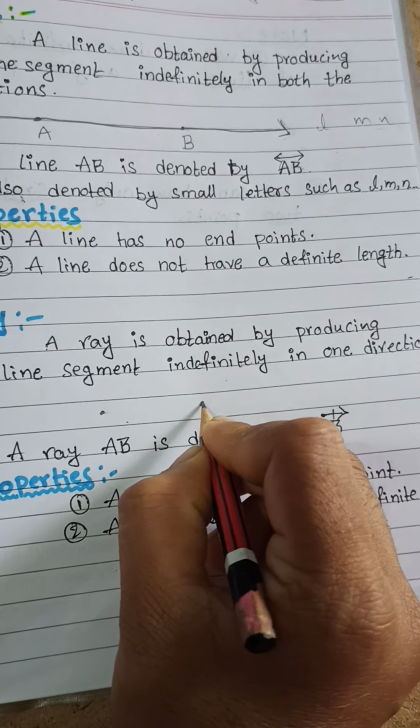Now properties. See children, here it has only one end point. A ray has only one end point. It doesn't have a definite length because on the right side it is going on. It is extending endlessly in one direction, so we cannot measure the length of a ray.